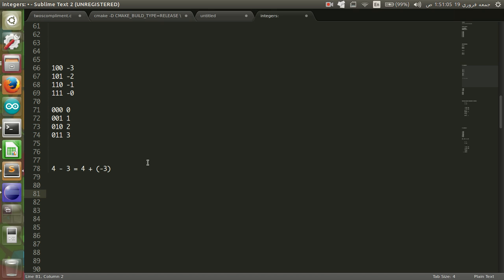Okay, so let's write this down in binary. I have 0 1 0 0, this is 4, minus 3, which is 0 0 1 1, and I can rewrite it as 4, 0 1 0 0, plus the negative of 3. Now how would I represent the negative of 3? 3 is 0 1 1 and the negative of 3 is 1 0 0 in 3 bits, but in 4 bits it's going to be 1 1 0 0 because you just negate all of the bits.